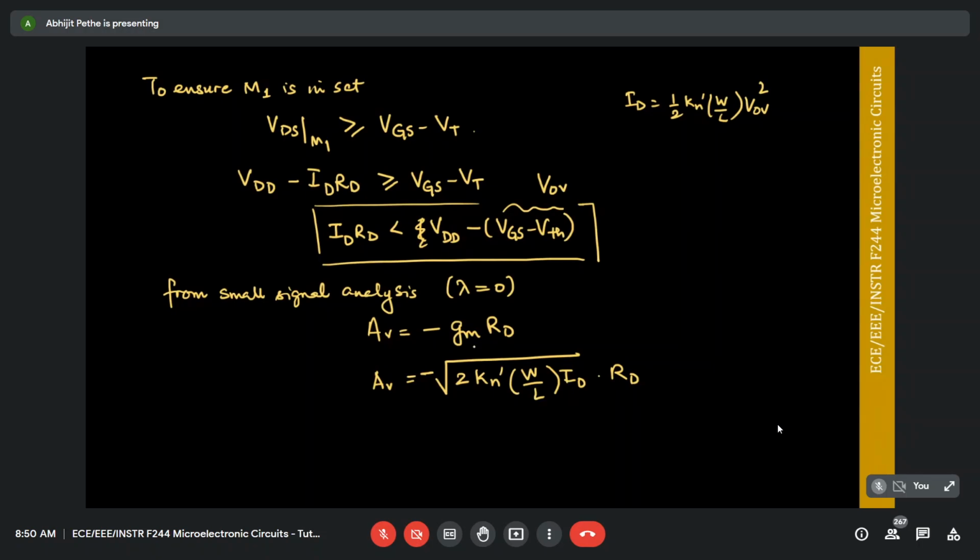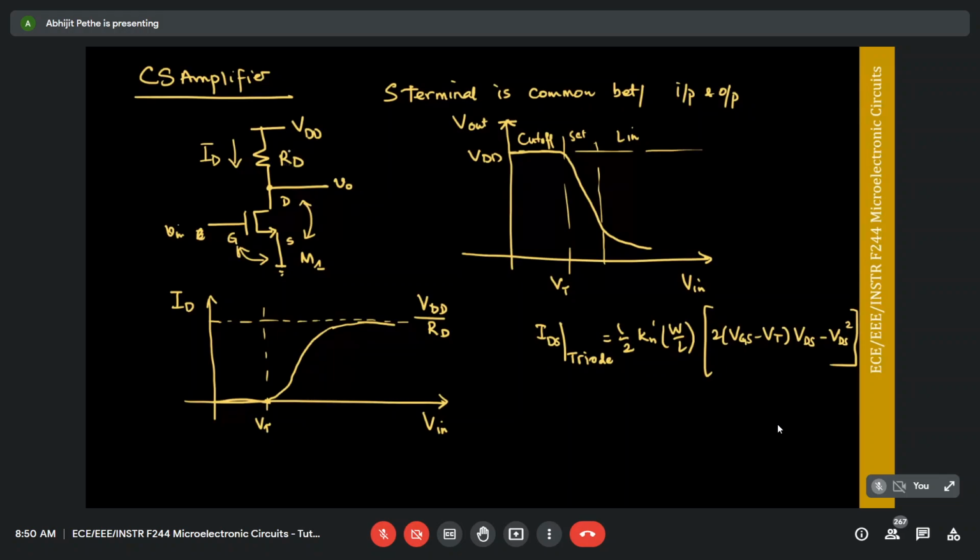What happens if you make ID or RD higher? If you make RD high, then even for small currents, this voltage becomes very large. So it becomes harder to keep M1 in saturation. One of the big drawbacks with this kind of circuit is that for high gain you want high RD or high GM, but both of those are going to ensure that the transistor gets out of saturation early. So as you increase your RD, this range is going to shrink.